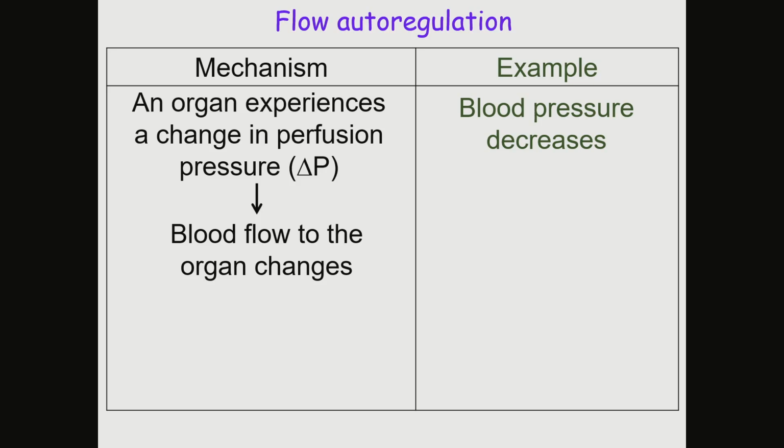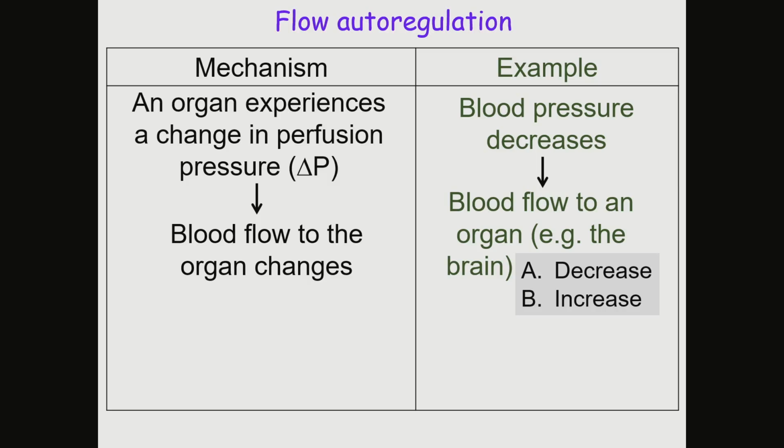And so if my blood pressure decreases, will blood flow to an organ, such as the brain, decrease or increase? It's not hard, is it? No. It's going to decrease. I see you got your little arrow there. Okay, so blood flow to an organ is going to decrease, right?